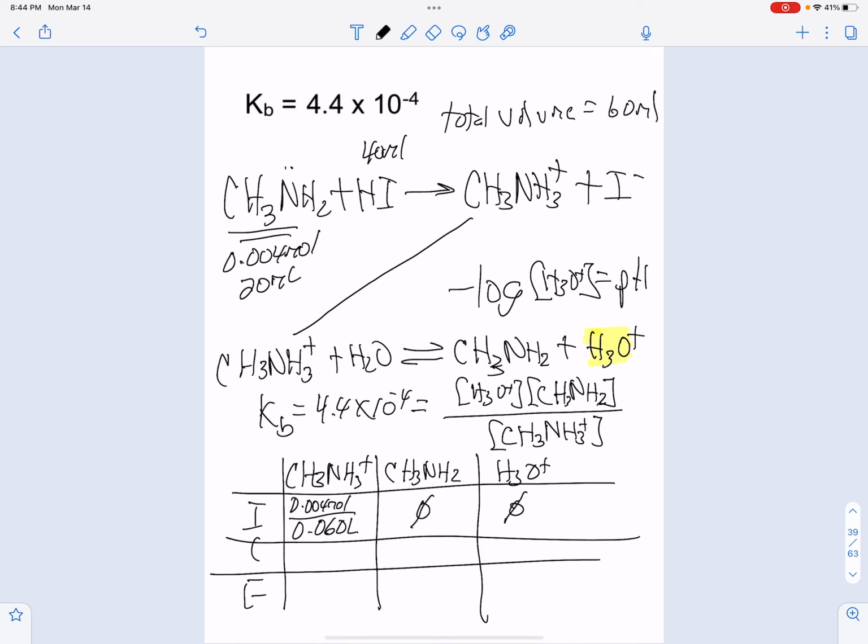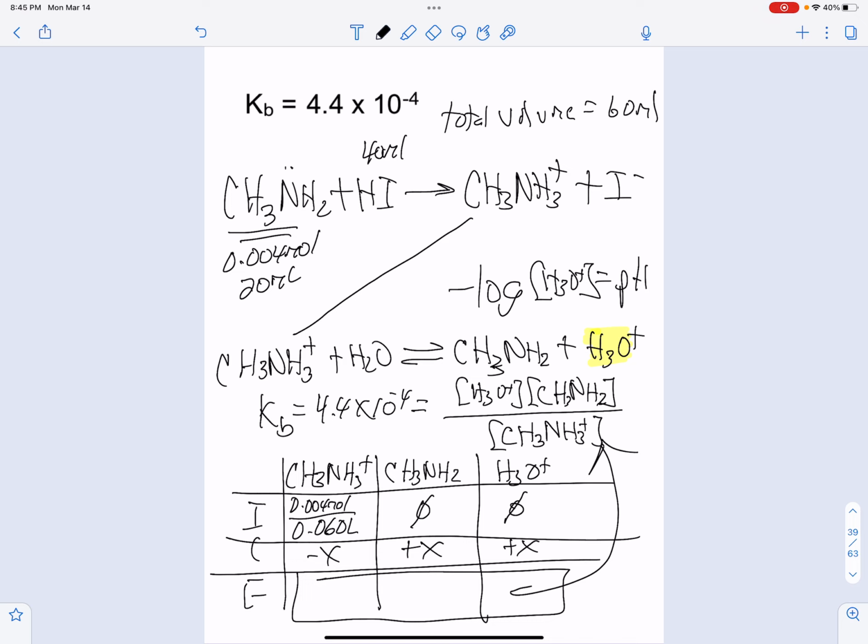This is gonna go down by X. This is going to go up by X. And then you're going to do your equilibrium concentrations, and then you're going to plug it in there. Then you're going to do whatever you need to do, quadratic or the X approximation, and so on, and you're going to find your X value. And when you find your X value, you got your hydronium, so you can find the pH. So that's how you will do it at the equivalence point.